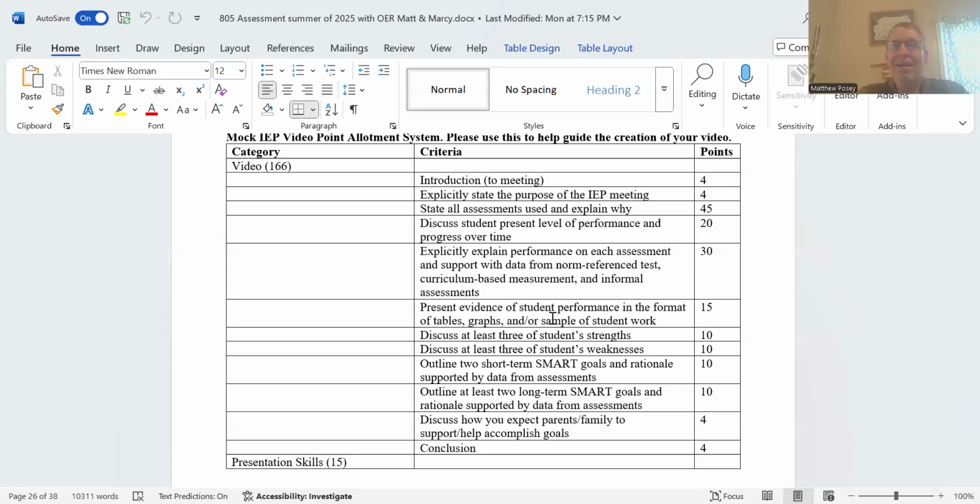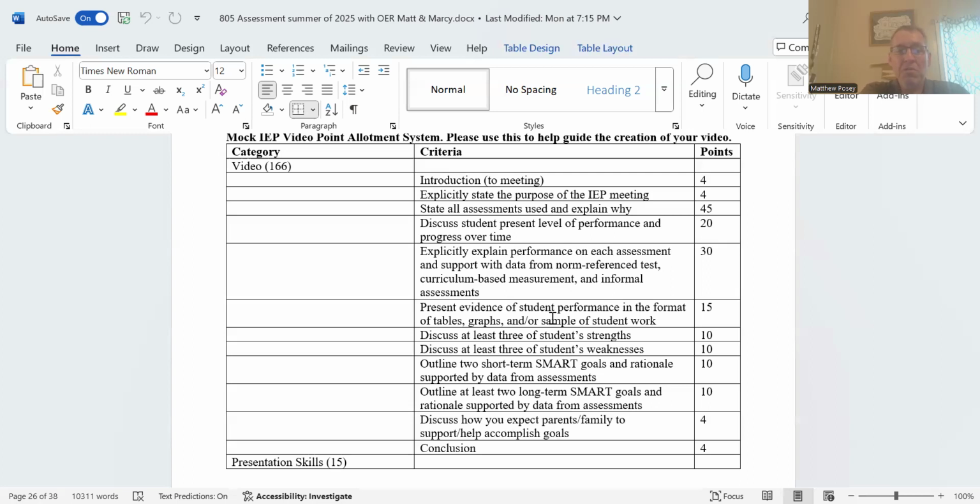Please make sure that you identify and discuss at least three strengths that you've identified for the students and also three weak areas or areas in need of improvement. Also, you want to make sure that you outline two short-term SMART goals and rationale supported by data from the assessment. So remember, the short term for the purpose of this class, we want to go under the premise that it's 9 weeks. The two long-term SMART goals, we're going to go under the premise that it'll be a year down the road when we come back and do an annual meeting. Okay, so 9 weeks for short term, 1 year for long term.